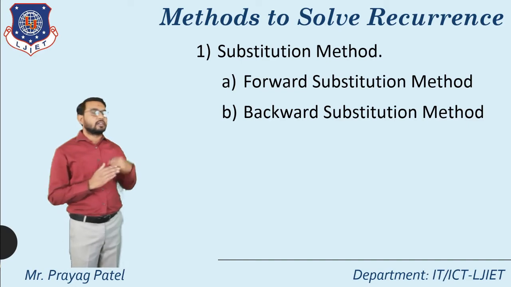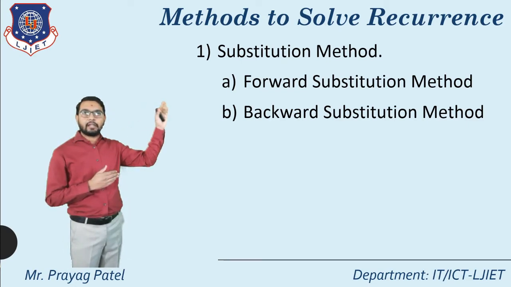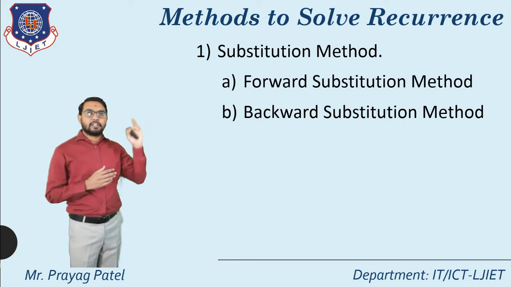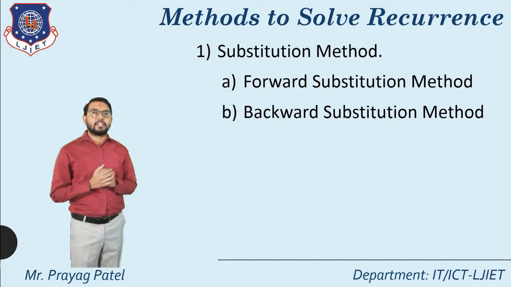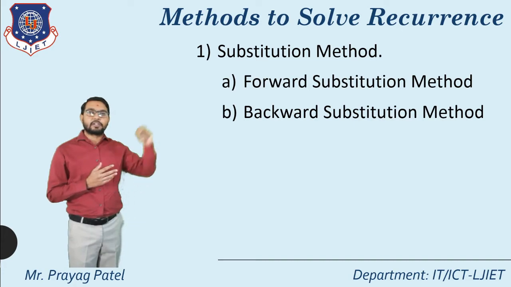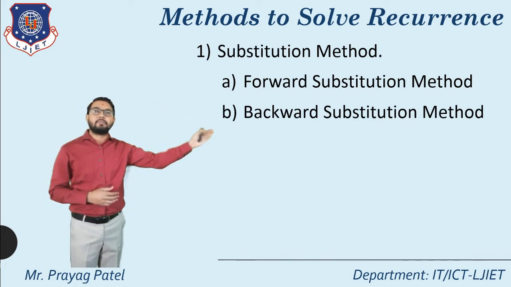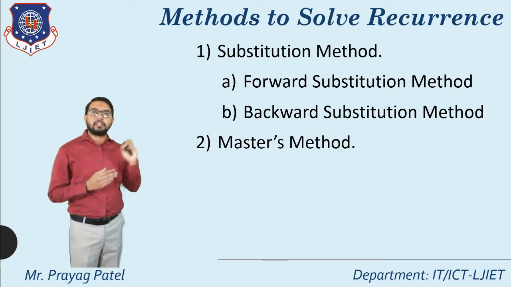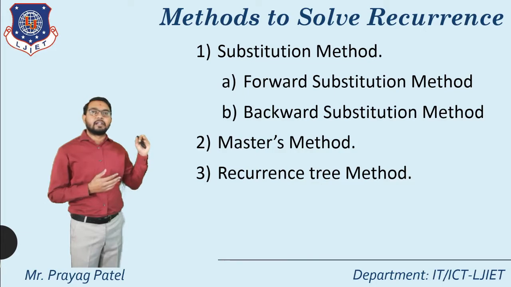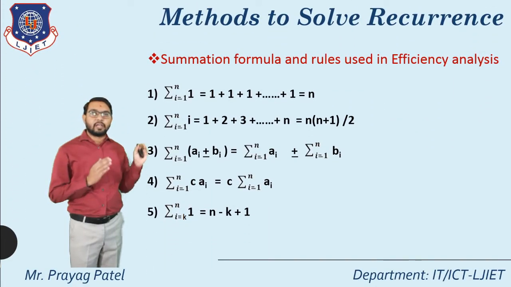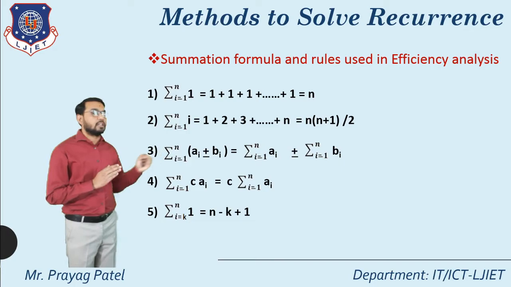Now, how can a recurrence equation be solved? For that, we consider methods to solve the recurrence equation. The first method is the substitution method. In the substitution method there are two sub-methods: first is forward substitution and second is backward substitution, and we will consider them one by one. The second method is the master's method and the third method is the recurrence tree method for solving the recurrence equation or recurrence relation. Now consider some equations for solving the recurrence relation.